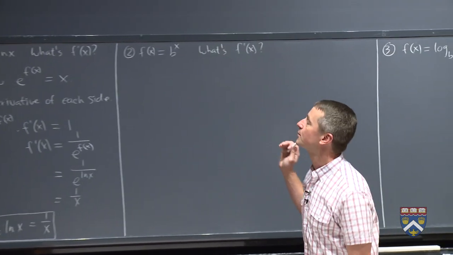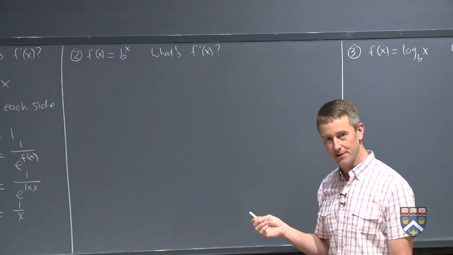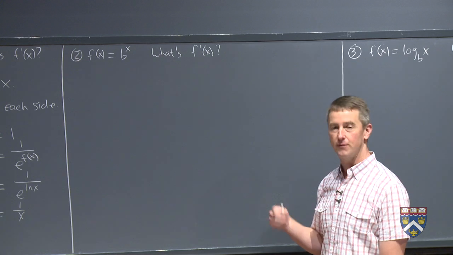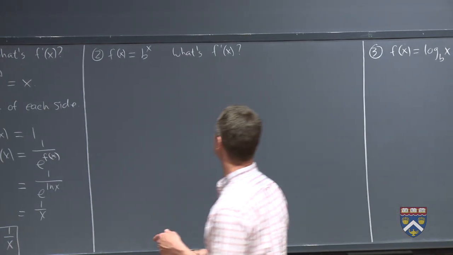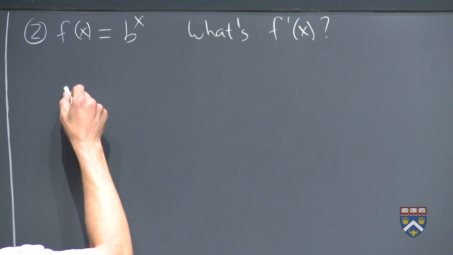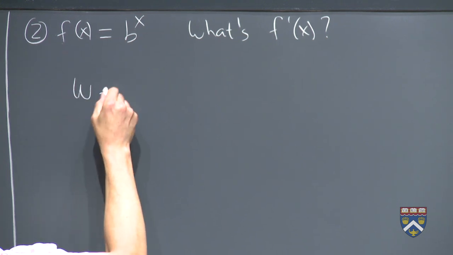b to the x. We conjectured last time that its derivative was b to the x ln of b, and we promised that we would prove it this week. So let's do that here. We know we can do something similar here.